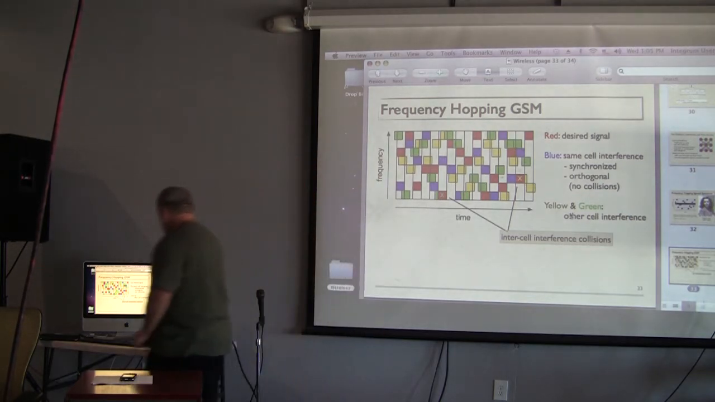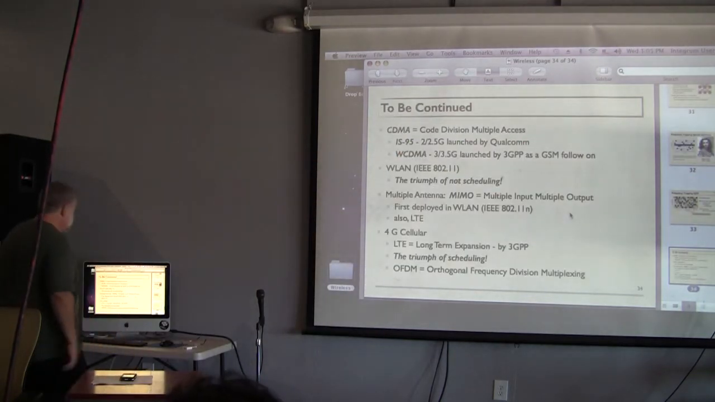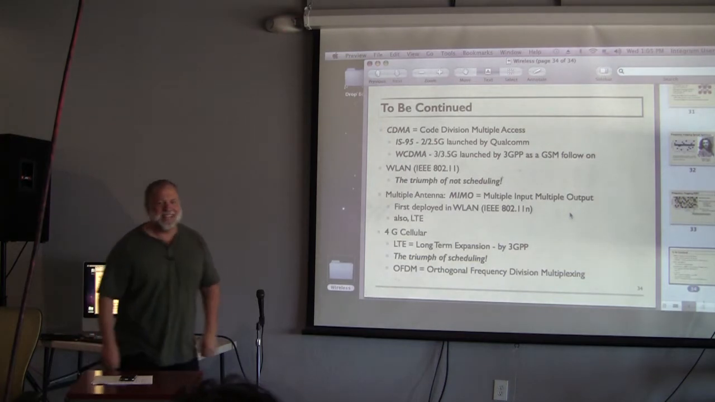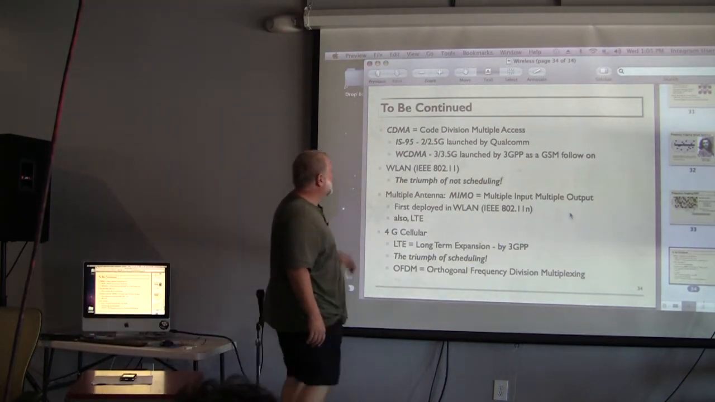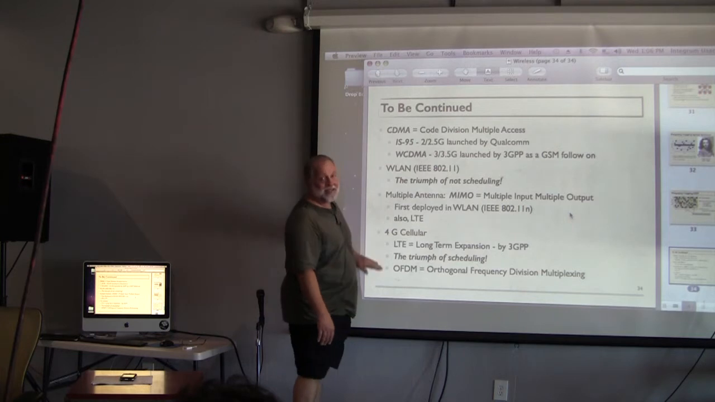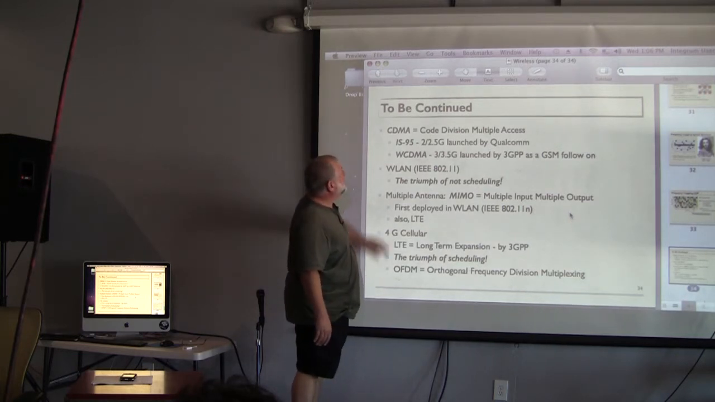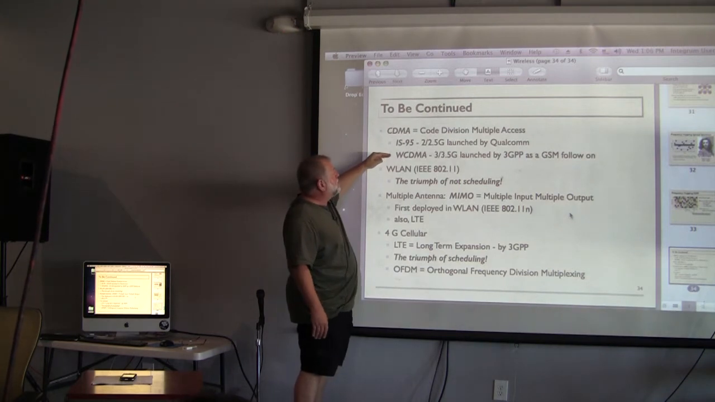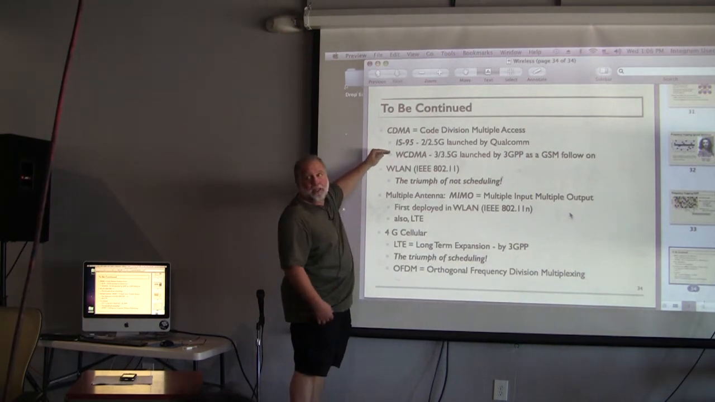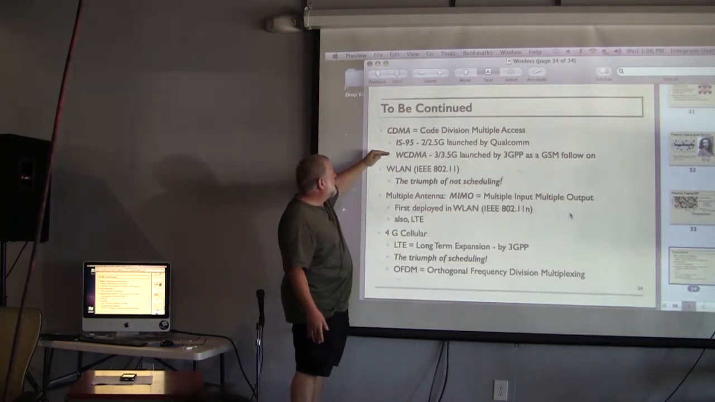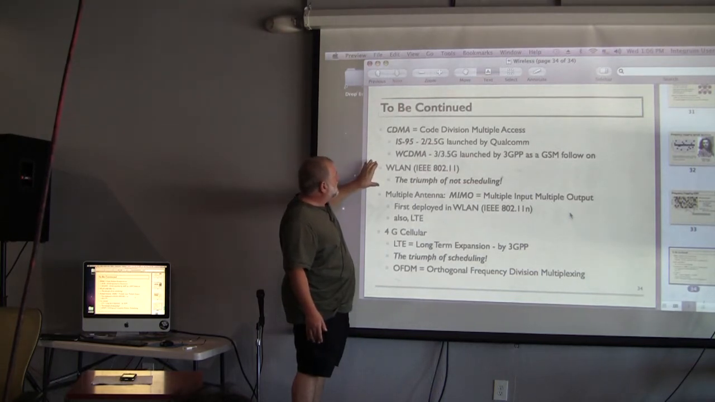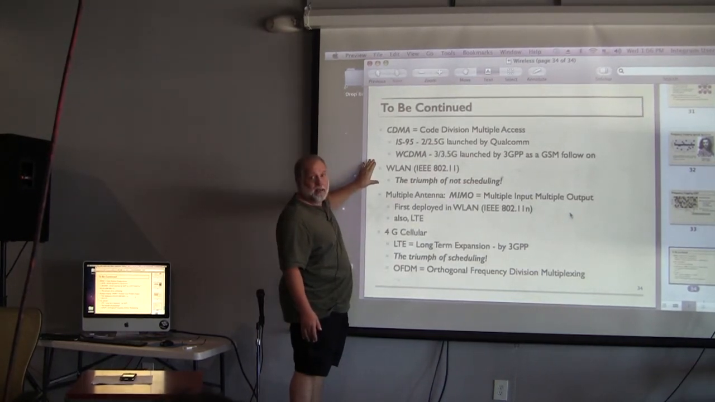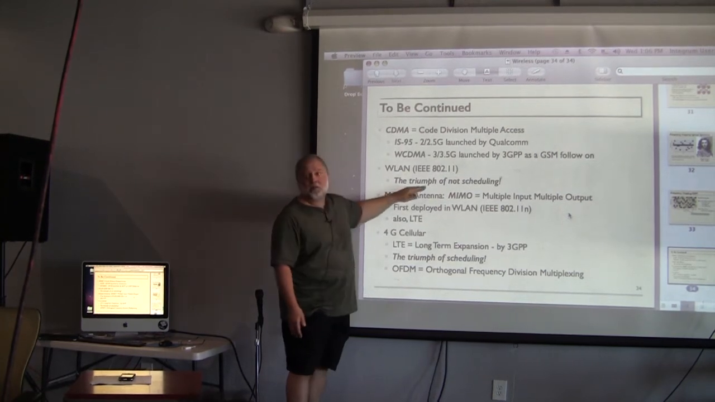Well, that's it for today. This is the rest of what we need to go through. The CDMA, I just mentioned that. This was the continuation of the 2G. WCDMA is considered to be the first 3G, that's wideband CDMA. A little bit about wireless LAN, and in wireless LAN I talk about the triumph of not scheduling.